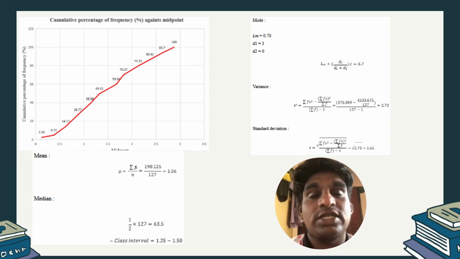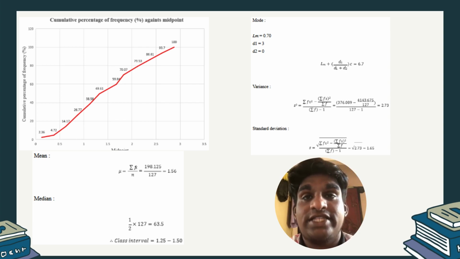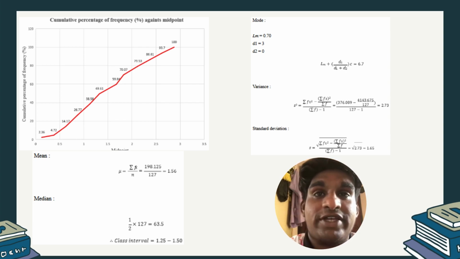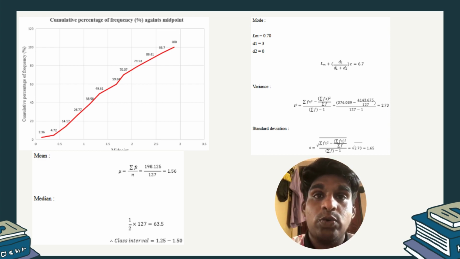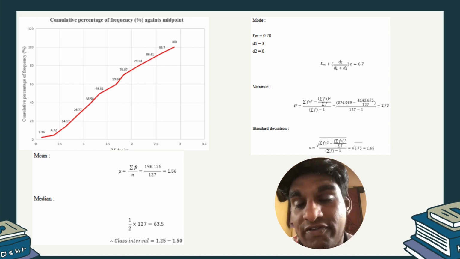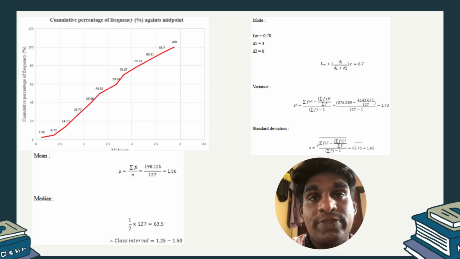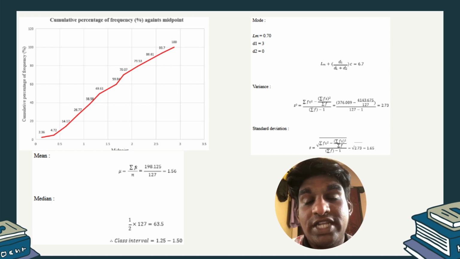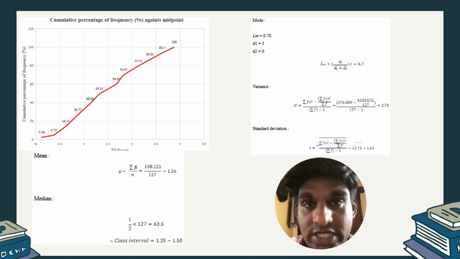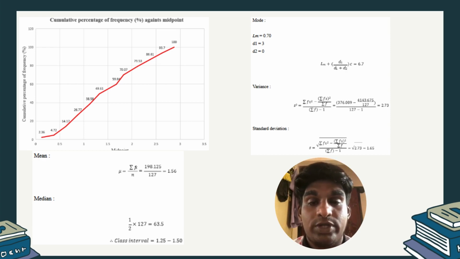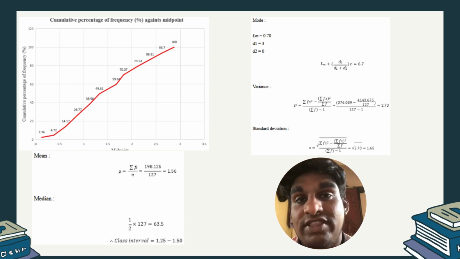So now is variance. The formula is also the same as previous. That is s square equals sum of fx square minus bracket fx square over sum of f, over sum of f minus 1. So equals 376.089 minus 4143.675 over 127, over 127 minus 1. So after we calculate, we got the answer that is 2.73.